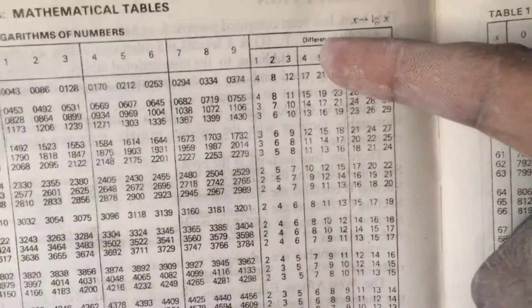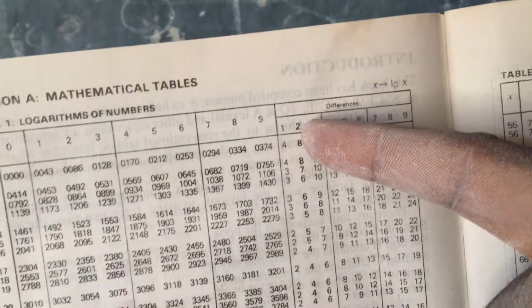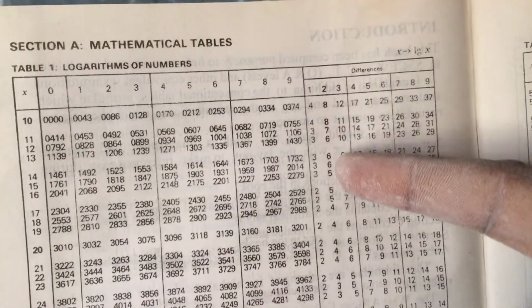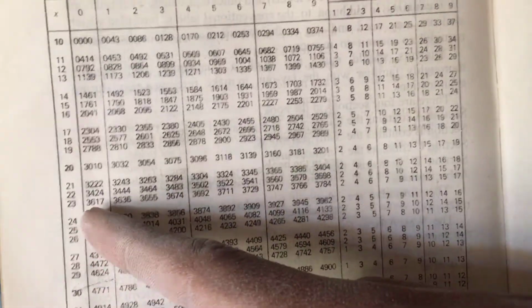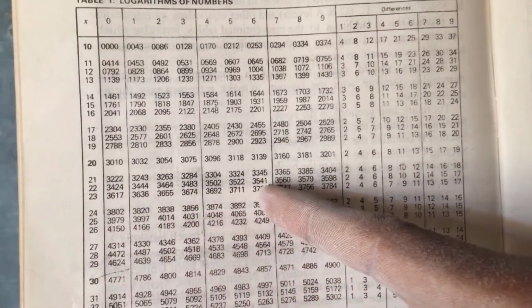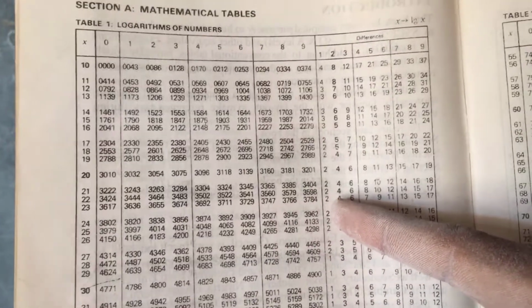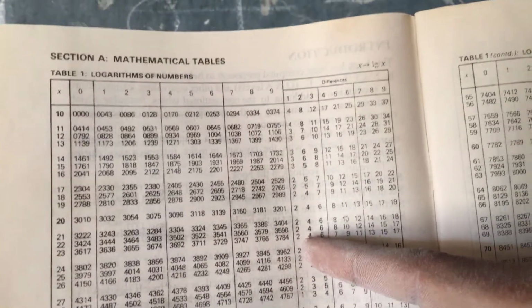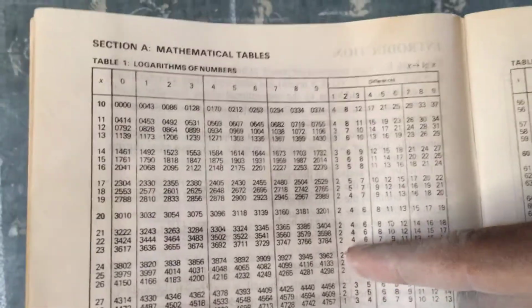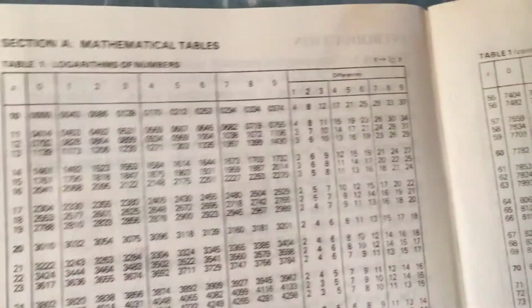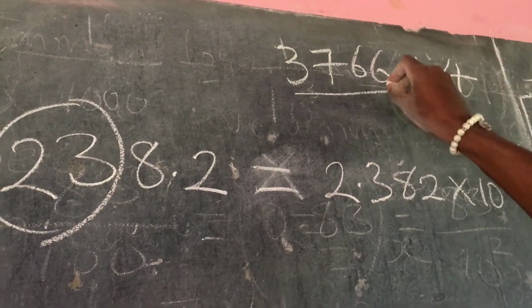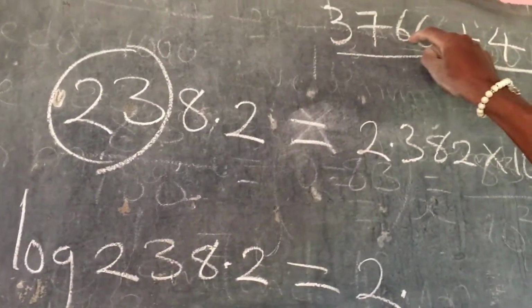Now the difference section, which I did not explain, is this. When I see the difference on the top bar, the difference I look for is 2. So under the 2 bar, I run down until I reach 23. My 23 is this one, so I work across until I come under 2. Under 2, I get 4. It is like this under 4. Then I just add it to my number. So I just add this 4 to this number.